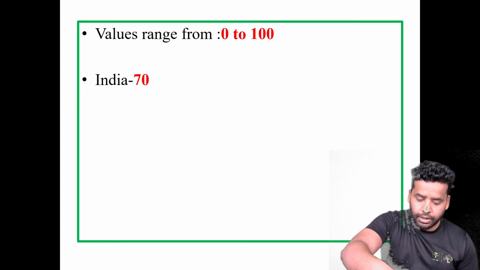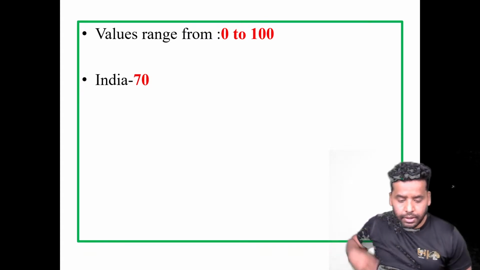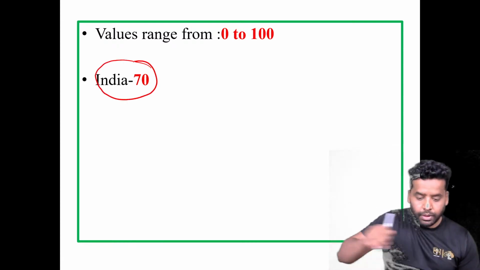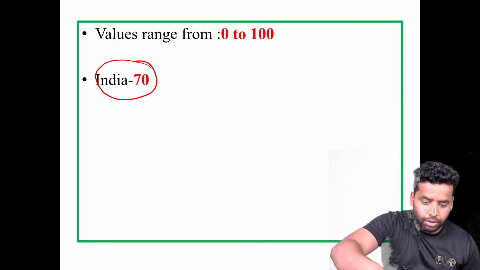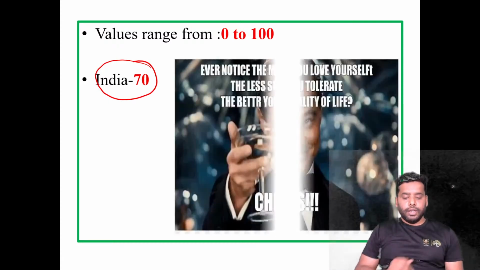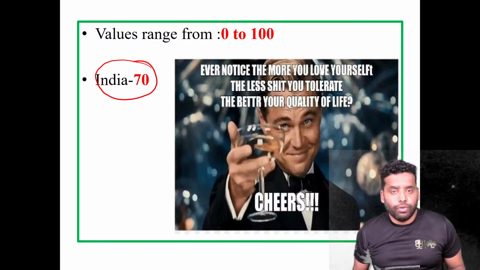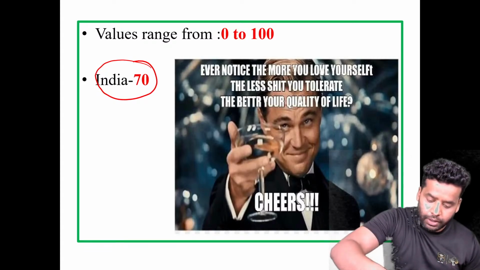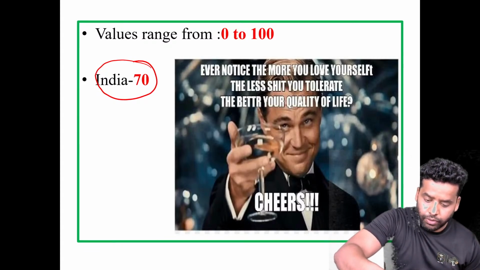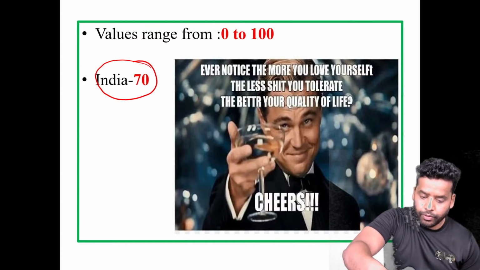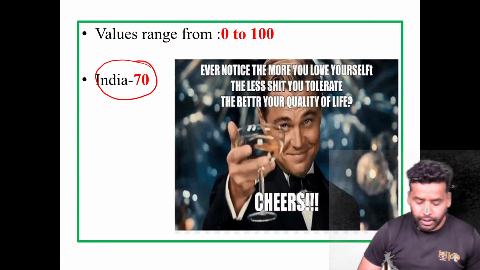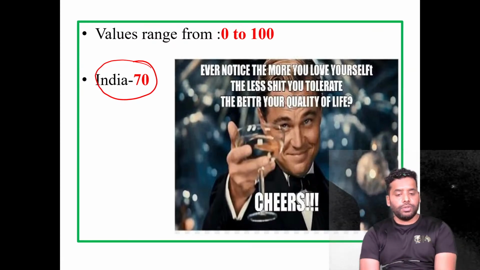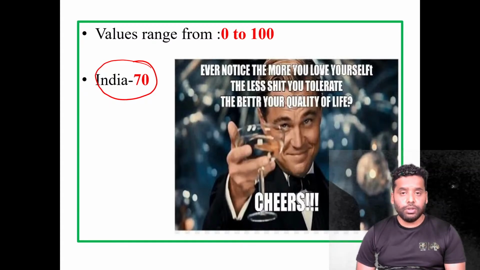Yes, good. PQLI ranges from 0 to 100. The value for our country as of now is 70. The value of PQLI ranges from 0 to 1, true or false? False. It is 0 to 100.